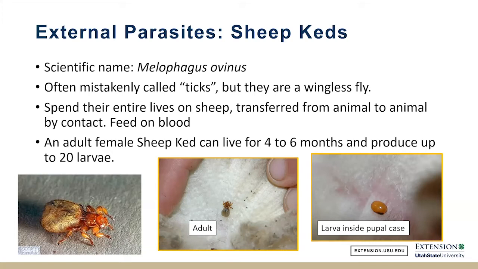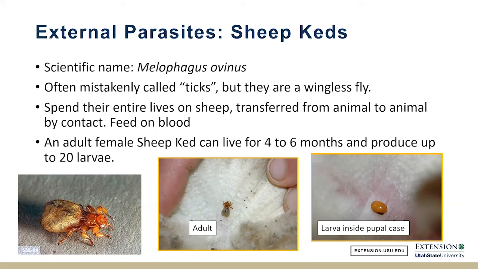In the pictures at the bottom of this screen, you'll see that the one on the very left-hand side and the one in the middle identify what an adult sheep ked actually looks like. You can see that they're a little bit different looking than a tick, but nonetheless have a large cavity that shows where they fill up with blood, and that gives them that tick-like appearance. On the very right-hand side, we see larvae inside a pupal case, and those are generally cemented to the wool or the fibers on the side of the sheep.